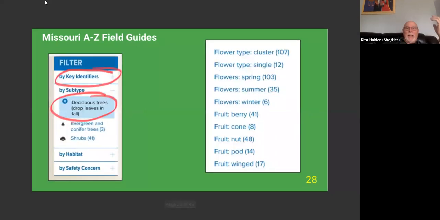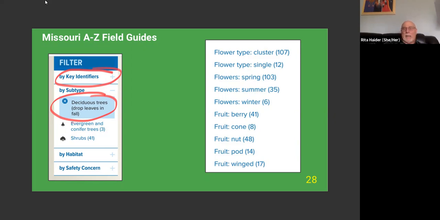And then it'll ask me, if I want, I can narrow it down a little more. Is it a deciduous tree or an evergreen? As we know, that's not a real accurate term, but is it leaves or is it needles? Or is it a shrub? I could do that. But I'm going to go to the key identifiers, and it'll bring up maybe 25, 30 different questions. I show some of them on the right. Does it have flowers? If so, do they cluster or are they single? When do they bloom, in the spring, summer, winter? Does it have berries, cones, nuts?